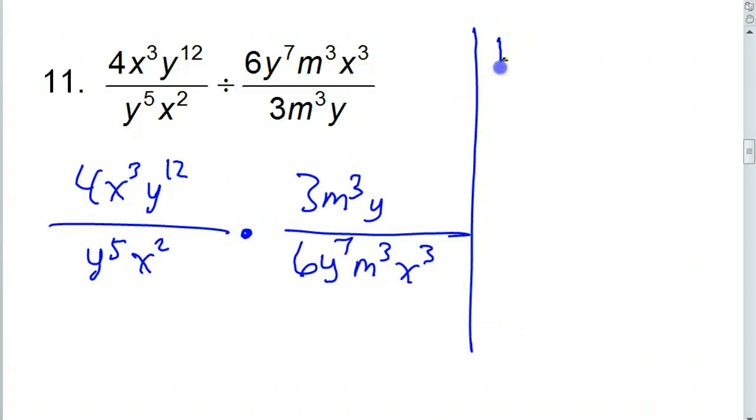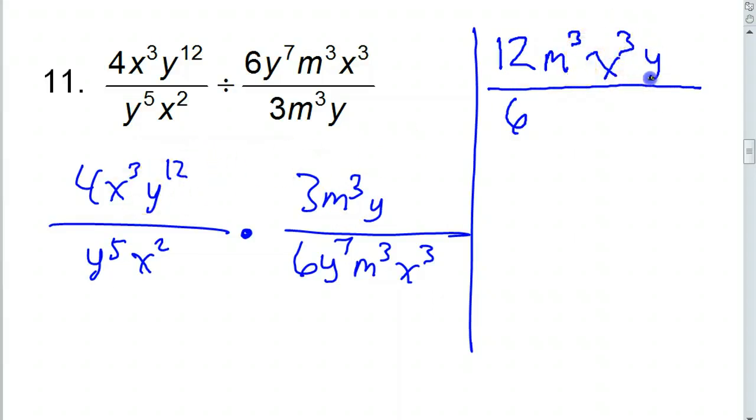So 4 times 3 there is 12. And in the denominator I see that 6 happening. Up here I have my m, x. I'm going to try to go in alphabetical order. So I see m to the 3rd power, and then x to the 3rd power, and then y to the 13th power. And then down in the denominator I have m to the 3rd power, x to the 5th power, and y to the 12th power. Okay? Now that it's all together, it's pretty easy to see what the answer is going to be.